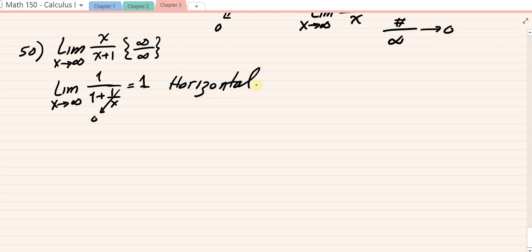So the horizontal asymptote is going to be y equals 1. Remember, horizontal is going to be y equals a constant. Vertical is going to be x equals a constant. And that's what that is.